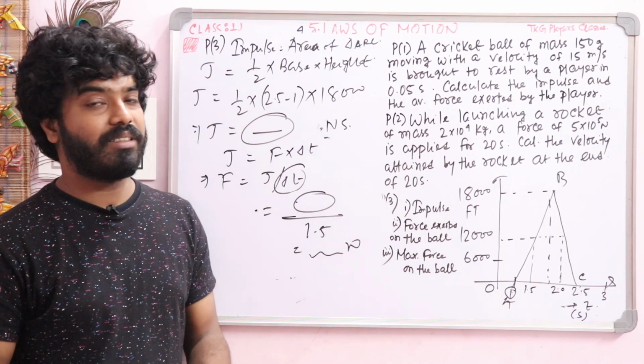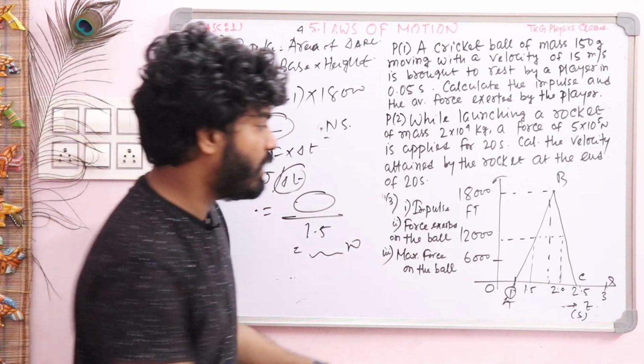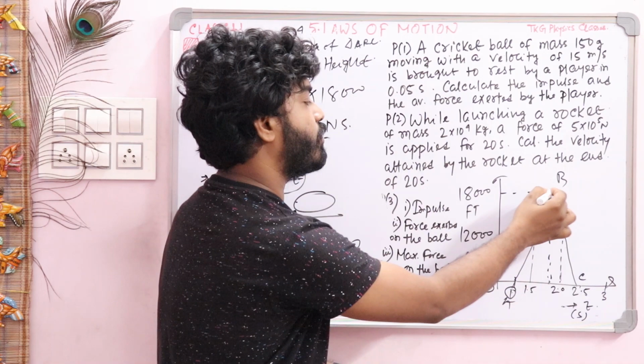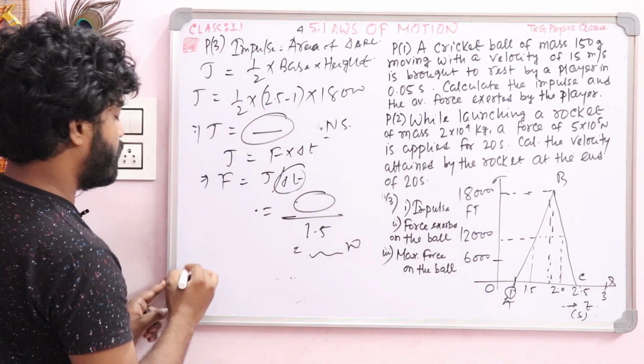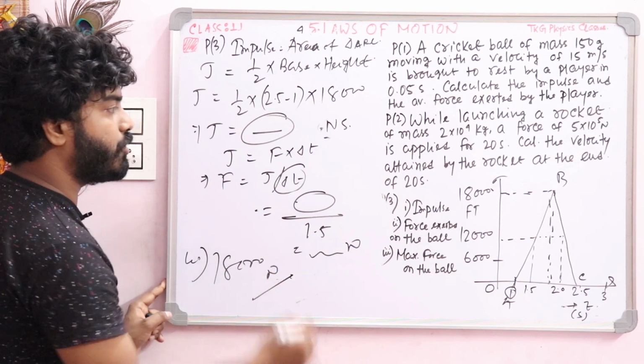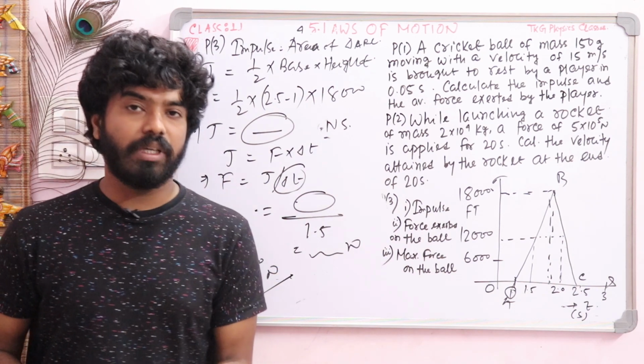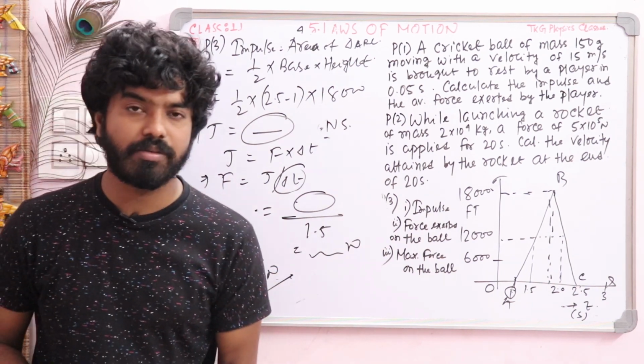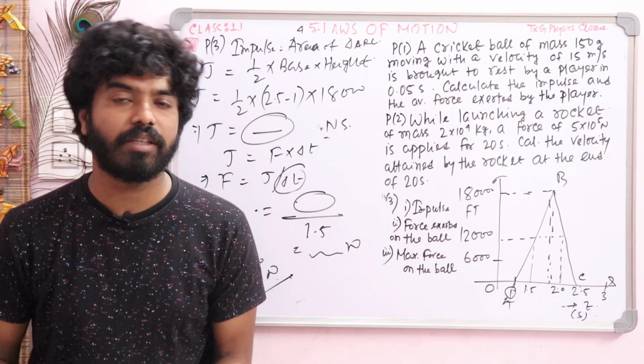And the last one, the maximum force. By the graph you can easily find the maximum force. You see, this force is the maximum force. So our third answer, the maximum force, is 18,000 Newton. Okay, so in this way you can solve these types of problems, students. Now go back to your exercise book and solve it.